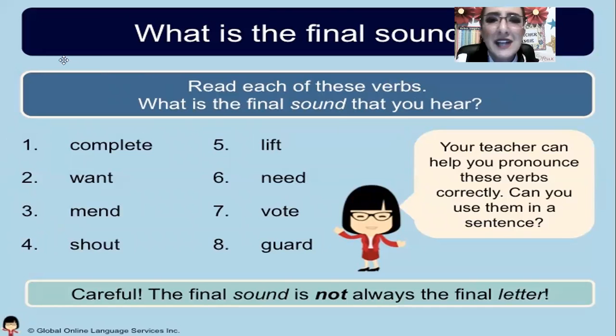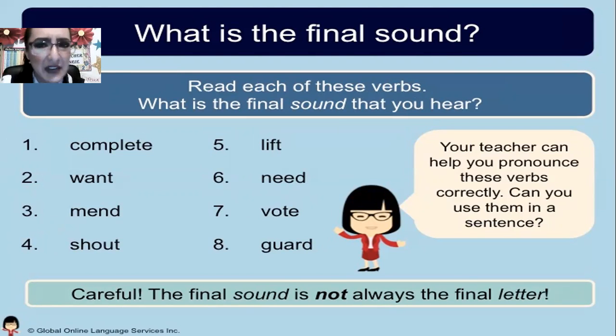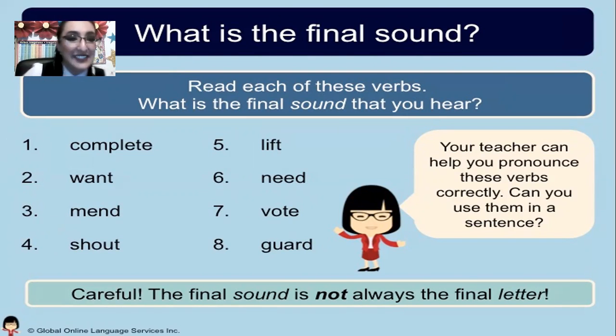Okay, what is the final sound? As I was telling you yesterday, no? What is the final sound that we are going to be having? Okay, we are going to read each of these verbs, and you are going to tell me, answering this question, what is the final sound that you hear?